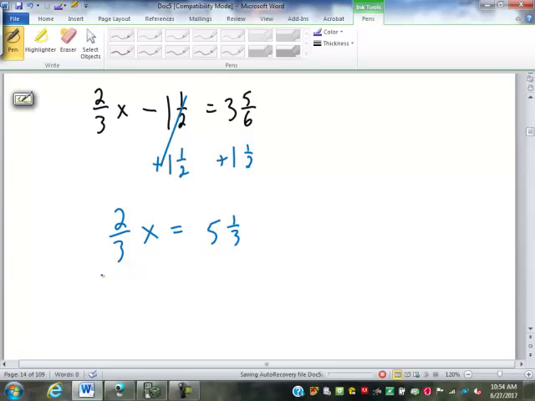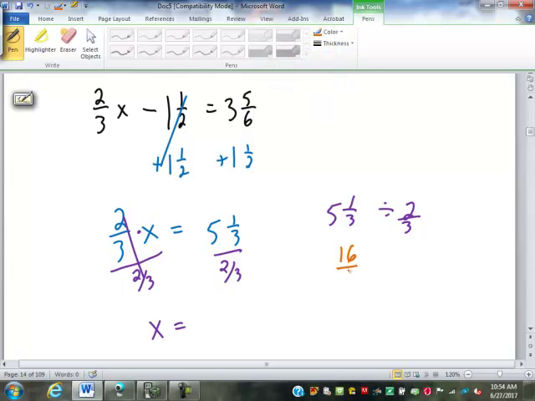Subtract the 2/3. Careful. Oh, the 2/3 multiplies the x, so we have to divide by 2/3. Perfect. So we've got 5 and 1/3 divided by 2/3. 5 and 1/3 is 16/3 times, I'm going to make that 3/2. 3's cross cancel, giving me 1 and 1. Divide out a 2 to give me 1 and 8. So I've got 8/1. So x equals 8.